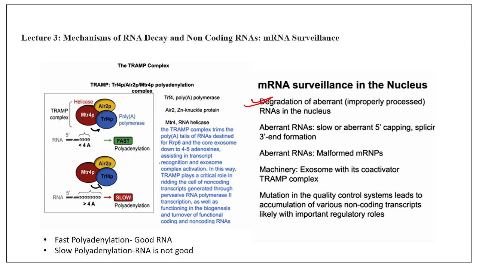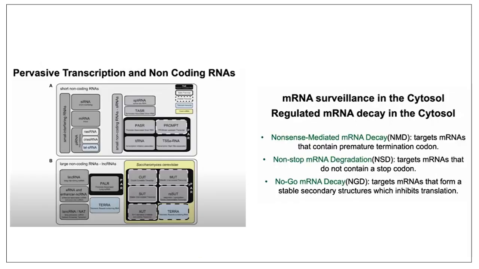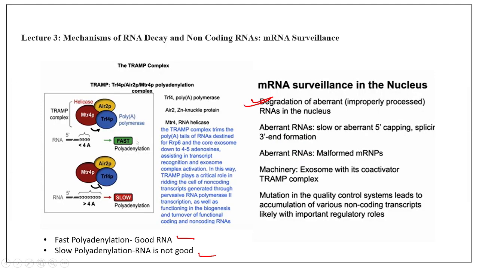So whether the RNA would be degraded or not depends on whether polyadenylation is happening fast or not. Is it clear to everybody? If polyadenylation is happening fast, that means it is a good RNA, no need of degradation. If polyadenylation is happening slow, that means a bad RNA, it has to be degraded. Now, so this we have studied in the nucleus.